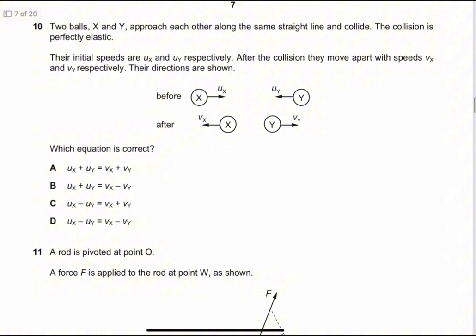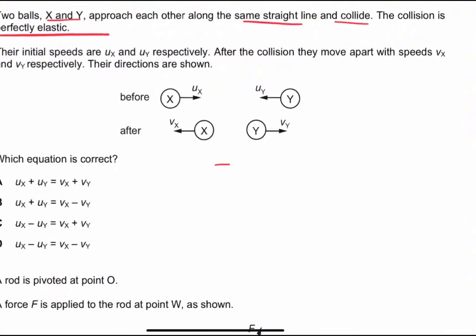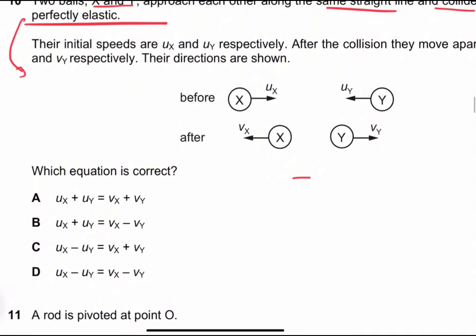Moving on to question number 10. We've been given two balls, X and Y, that approach each other along the same straight line and they collide. The collision is perfectly elastic. What does perfectly elastic mean? It means that as objects collide, the kinetic energy is conserved. So if objects collide elastically, the kinetic energy is conserved.